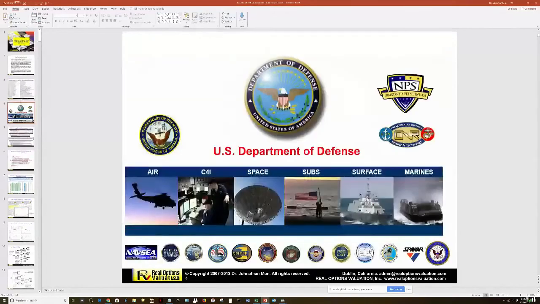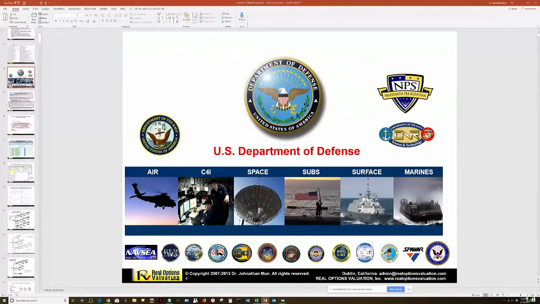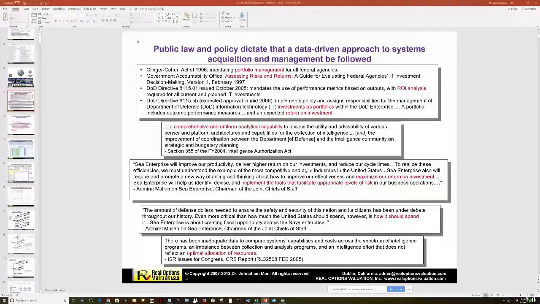A couple of quick little examples. Here's the U.S. Department of Defense: air, C4I, space, submarine, surface marine. Just imagine, the U.S. Department of Defense has a small little thing called risk. Clearly a lot of risk and a lot of uncertainties are involved. In fact, they have requirements that say you must look at some of the stuff that I've already shown you previously. In the next slide, there are rules and laws that say you must look at risk and returns, you must look at investments within a portfolio, you must look at everything analytically, you must do all these different things.